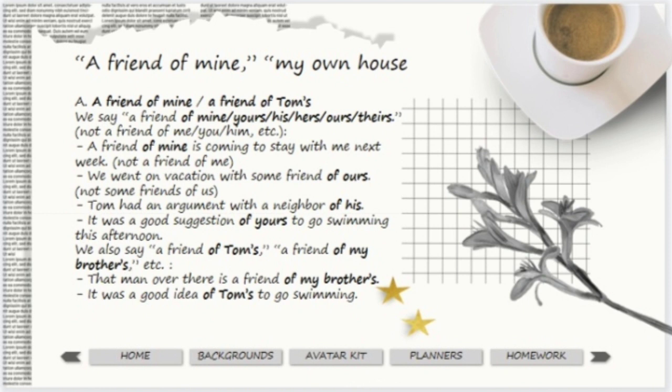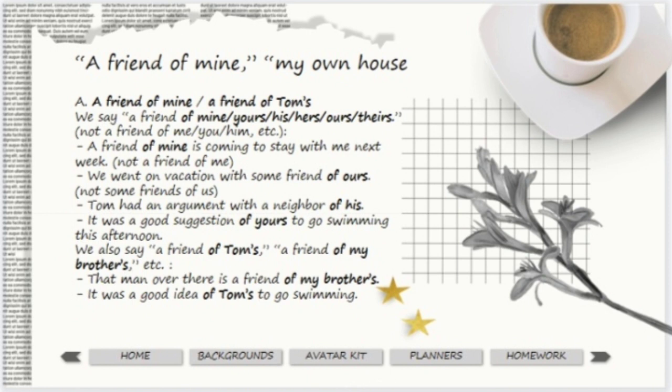For example, a friend of mine is coming to stay with me next week. It means not a friend of me. The other example, we went on vacation with some friends of ours. It means not some friends of us.